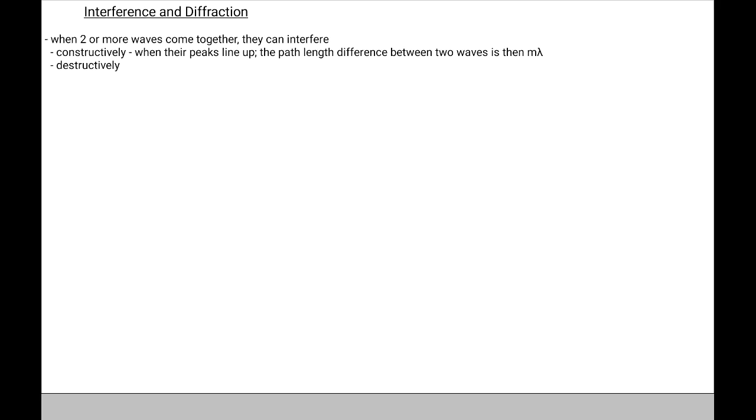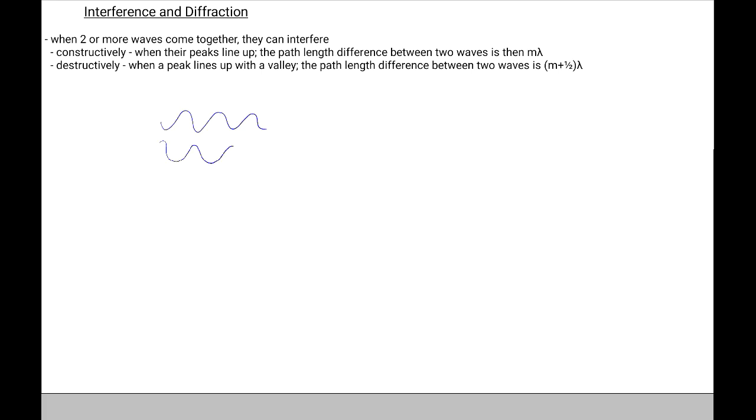Then they can also interfere destructively, and that means that their peaks line up with their valleys, and the path length difference then is (m + 1/2) lambda. So if we look at, let's see, this would be half a wavelength, and that is also half a wavelength. So we see that this half is that half shifted over by half a wavelength. So that's where the (m + 1/2) lambda comes in.